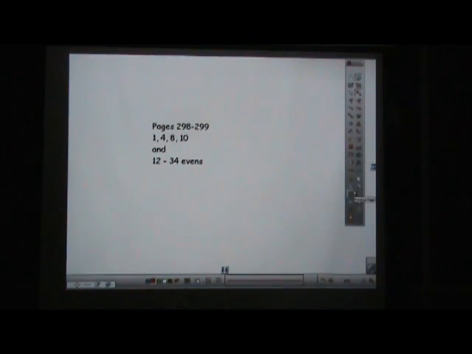All right, what you're going to work on now, pages 298 and 299, you're going to do number 1, number 4, number 8, and number 10, and then on the section 12 through 34, you're going to do all the evens in that section.